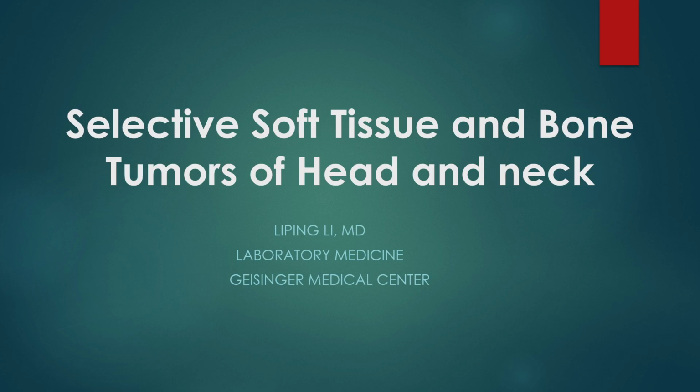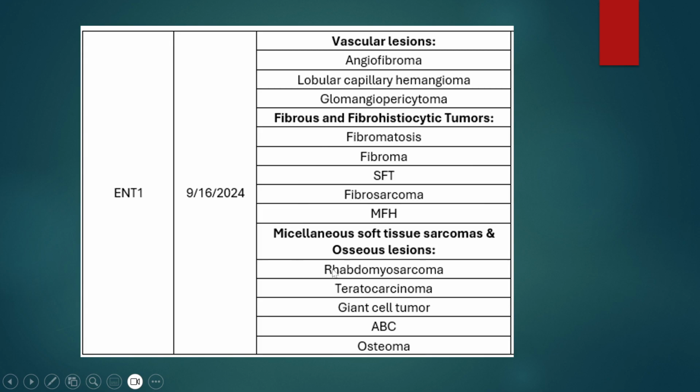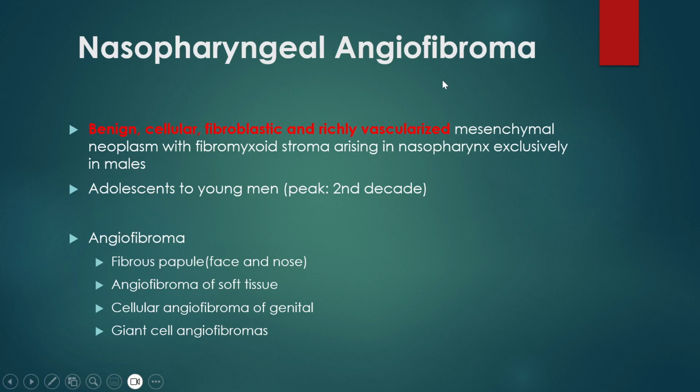Today, let's talk about bone and soft tissue tumors of the head and neck. With this entity to cover, I'm going to divide this lecture into two topics. This is the first one. The first entity we're going to talk about is nasopharyngeal angiofibroma.